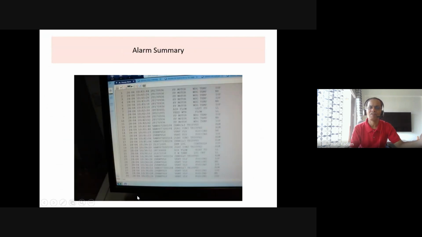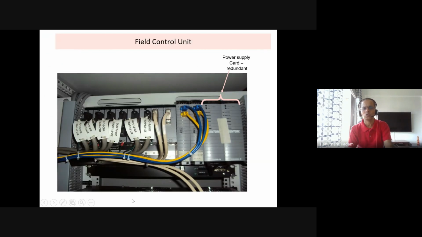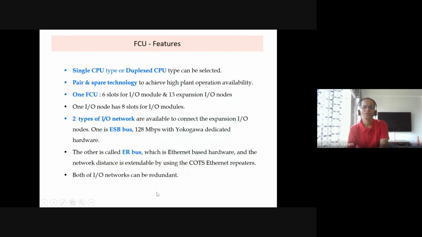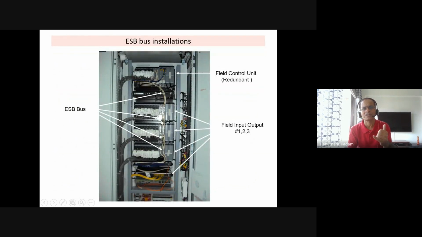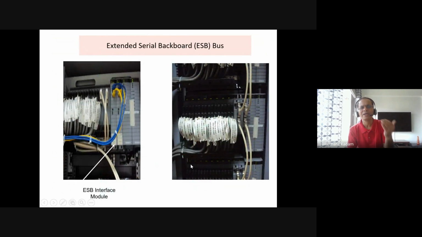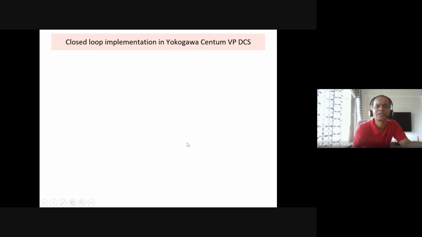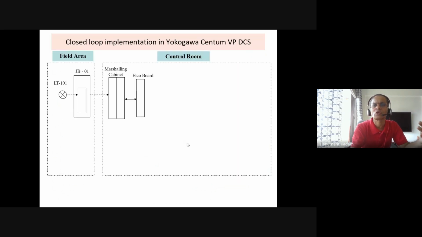I'm skipping this fast because we have already shown you all this yesterday. Single CPU, duplex. This is what was shown yesterday. We have covered it, rack and all. And now actually plant installation we are going to discuss. So you can see here this closed loop implementation in Yokogawa DCS.